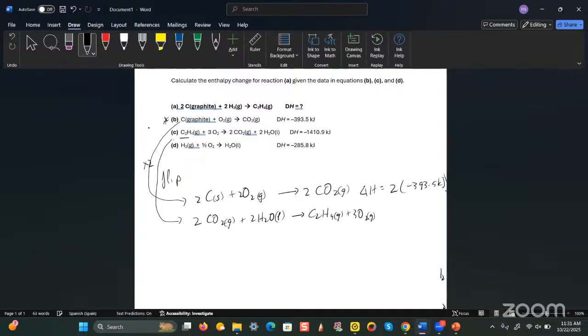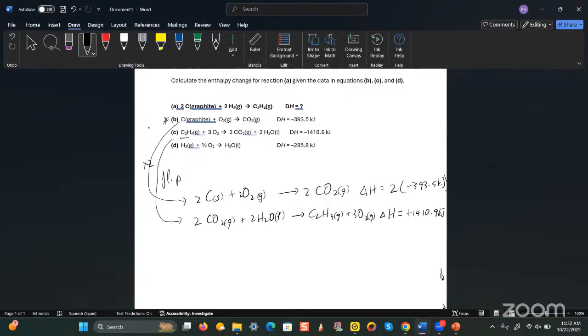And what do you think happens to the delta H value when you flip the equation? If the reactants become the products and the products become the reactants, what is the effect it would have on the delta H value? The sign will change. So therefore, whereas you have negative 1410.9 here, you're going to have plus 1410.9 kilojoules. All right? Okay, very good.